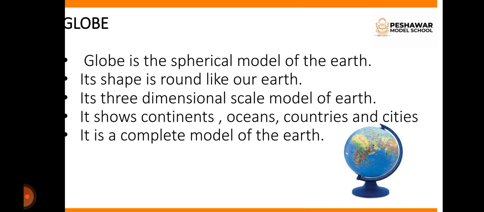Why do we call the earth a sphere? Because the earth is flattened at the north pole and at the south pole, so that is why the shape of the earth is like a sphere. So the model of the globe will also be a spherical model because it represents the earth.